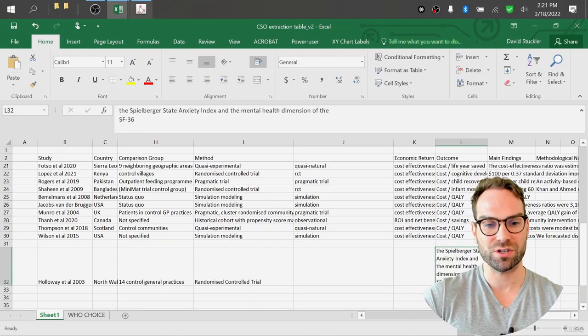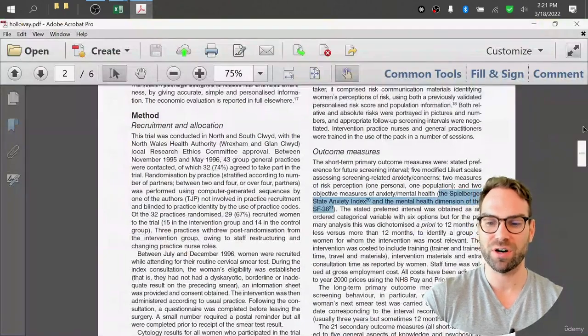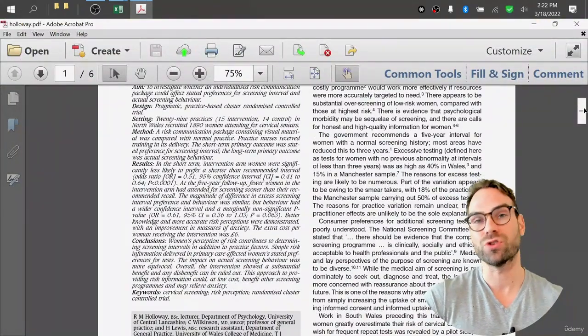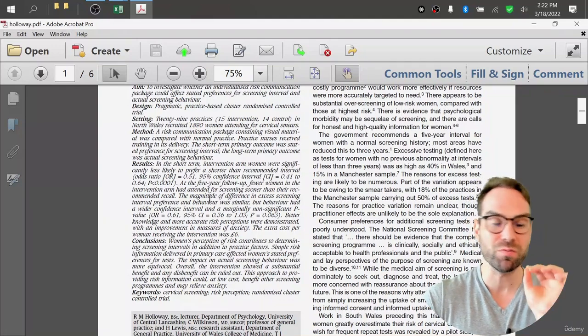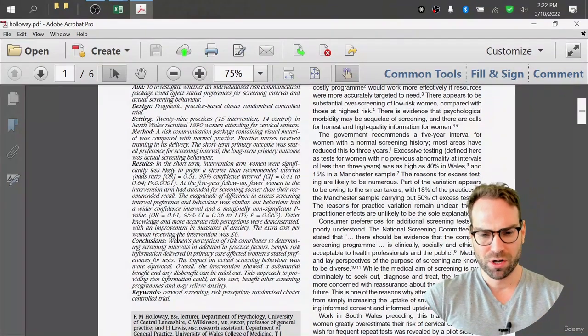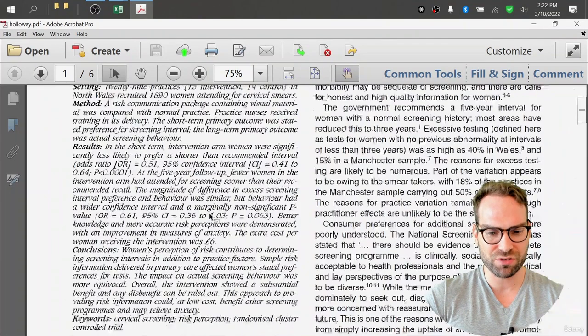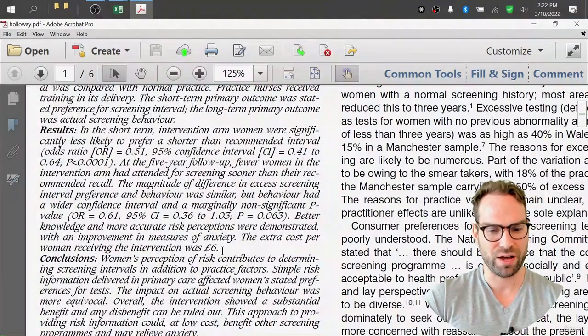Then main findings. I'm going to pull out the main findings. The main findings you're going to find either in the abstract or potentially in the results or the conclusion. You're going to have to hunt around for some of this information, but you know exactly what you're looking for. So conclusions, let's go to the results. And let's see if there's anything on anxiety. So I'll just pull that out here.